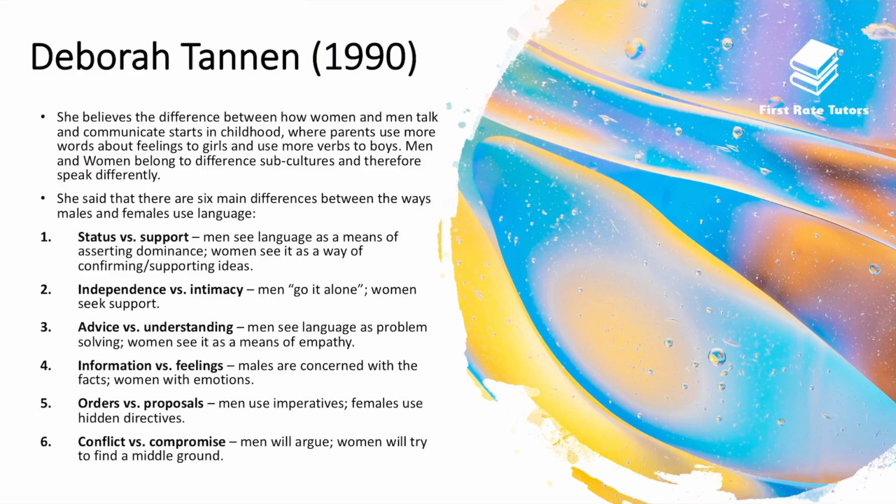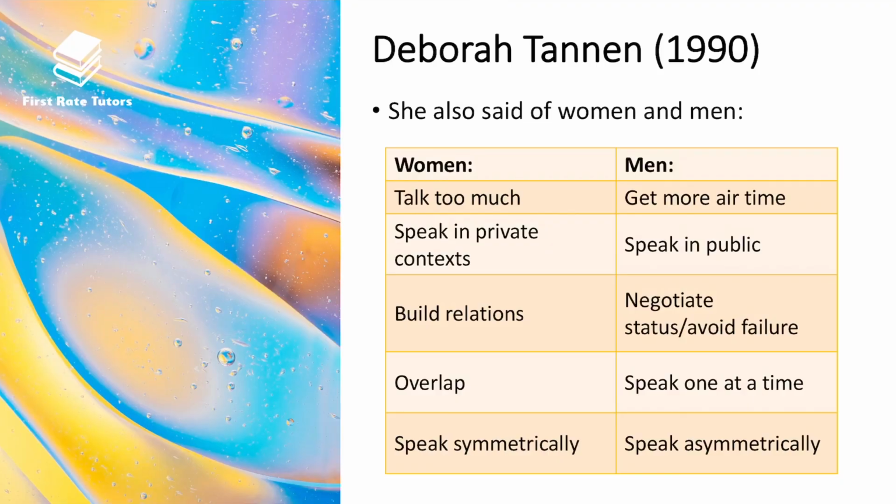Number four, information versus feelings. So men are concerned with the facts, whilst women with emotions. Number five, orders versus proposals. So men use imperatives, women use hidden directives. And number six, conflict versus compromise. So men will argue while women will try to find a middle ground.